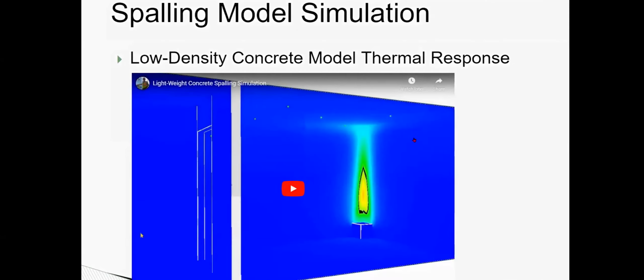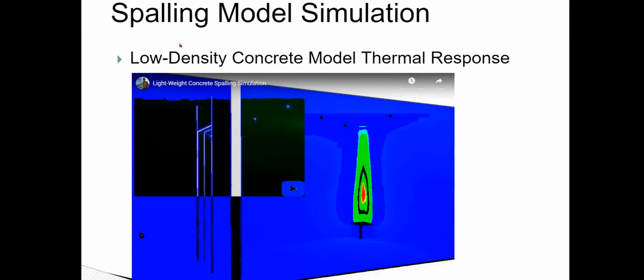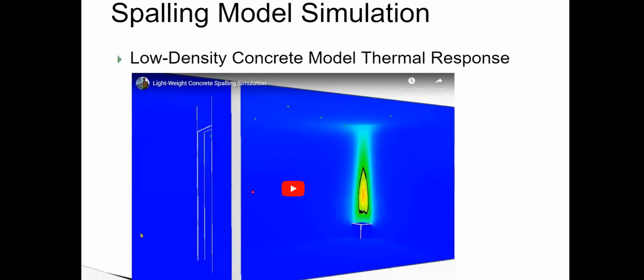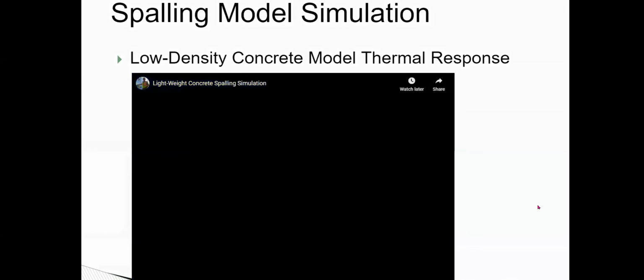And just to show you guys, remember, I'm trying to compare the different densities and how they affect the thermal response and then the structural response. So for the lower density concrete, that'll be model 1. This is the simulation that I did.